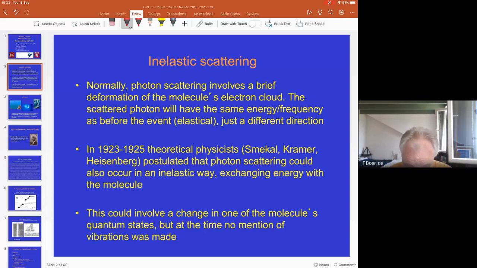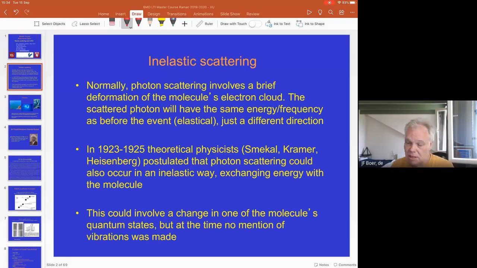But in 1923 to 1925, theoretical physicists like Smekal, Kramers, and Heisenberg postulated that in the scattering process, the photon could also transfer energy to the molecule, and that would be then an inelastic process. And this would involve the change in one of the molecule's quantum states. So when there's energy transferred to the molecule, that energy should go somewhere. And as you will see, it turns out that this energy transfer to the molecule is a vibration. So what you create is an internal vibration of the molecule.